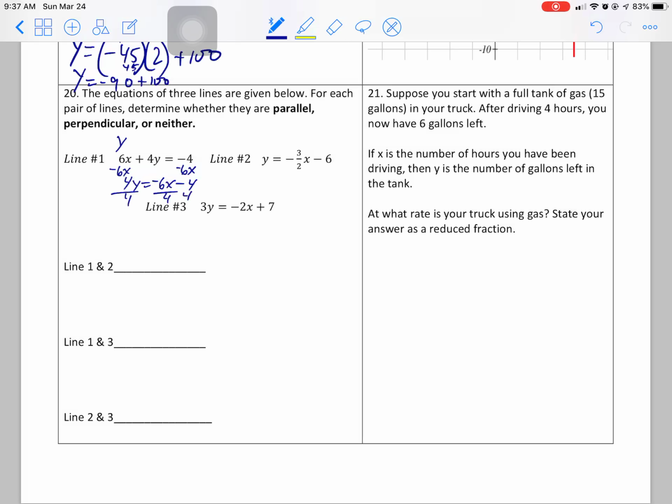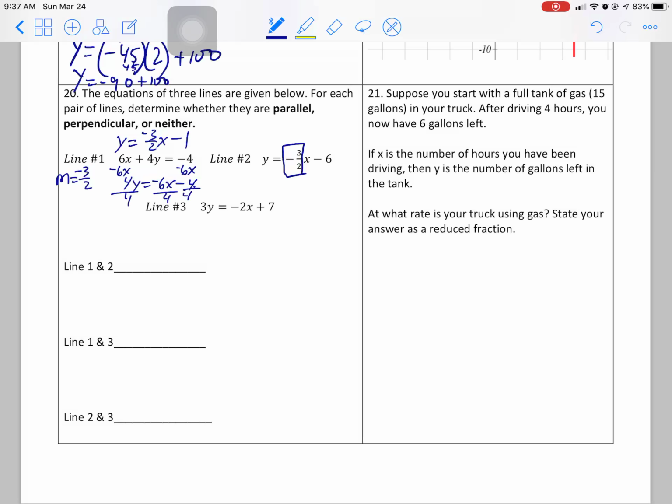Okay, so this is y equals negative, let's see, let's reduce that by 2. So that would be 3 over 2x minus 1. Negative 4 divided by 4 is a negative 1. So the slope for line 1 is negative 3/2. Okay? The slope for number 2 is right there. So it's also a negative 3/2.